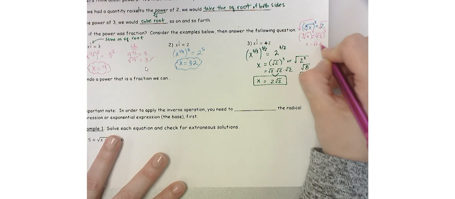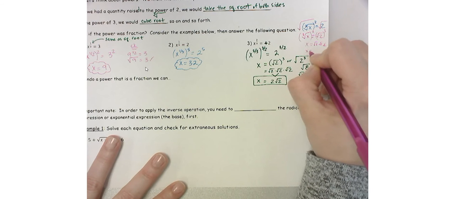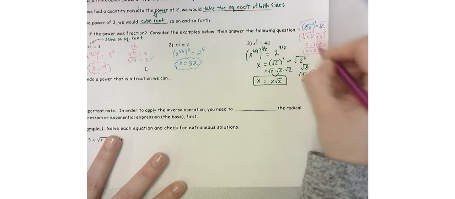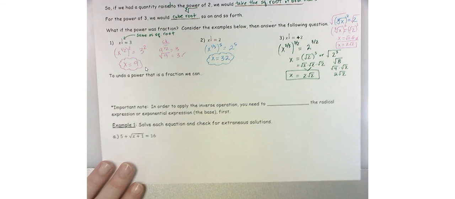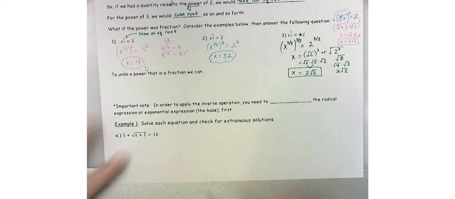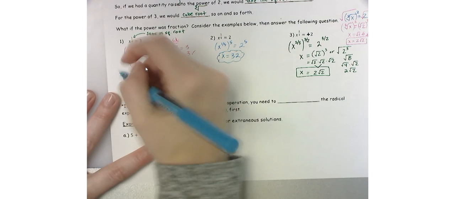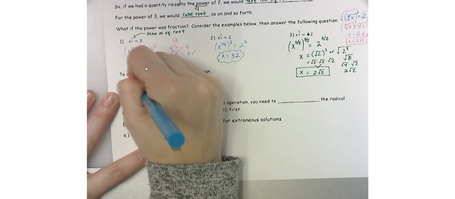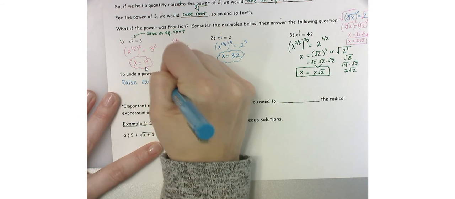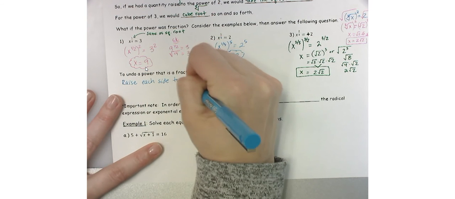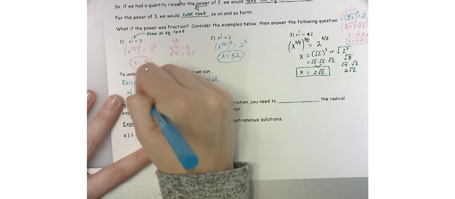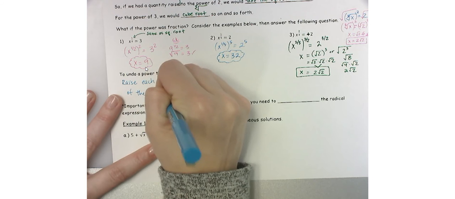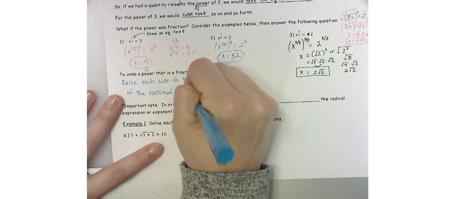It's just going to be a lot quicker if you raise it to the what? Reciprocal. Okay, so to undo a power that is a fraction, we can raise each side to the reciprocal of the rational exponent. So whatever your exponent is, that's what you're going to take the reciprocal of. Okay, so raise each side to the reciprocal.